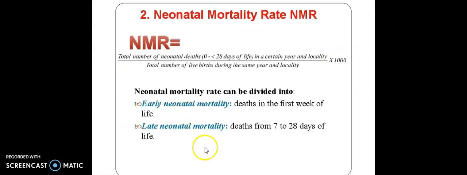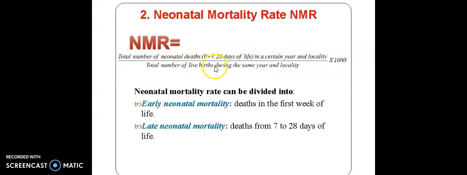Okay, to calculate the neonatal mortality rate, the formula will be like this. The numerator will be the total number of neonatal deaths. Neonates are aged from 0 to 28 days of life in a certain year and locality, divided by the total number of live births.